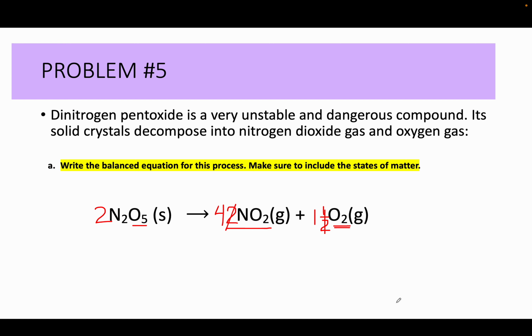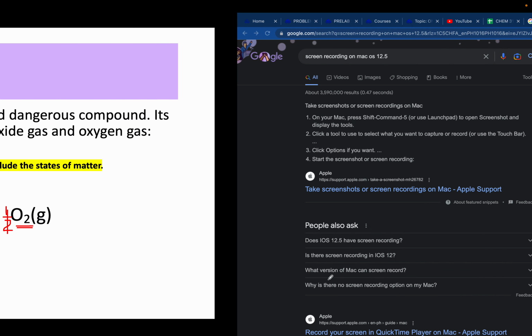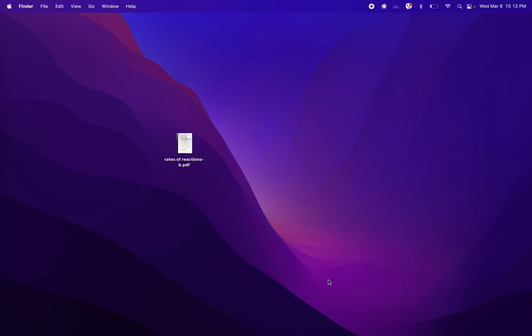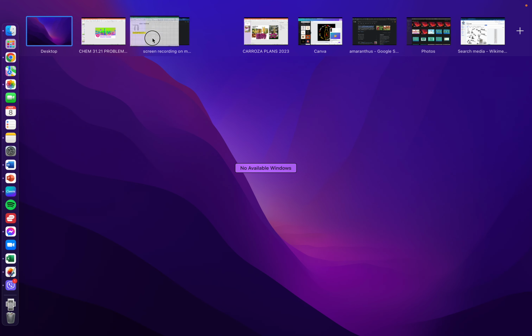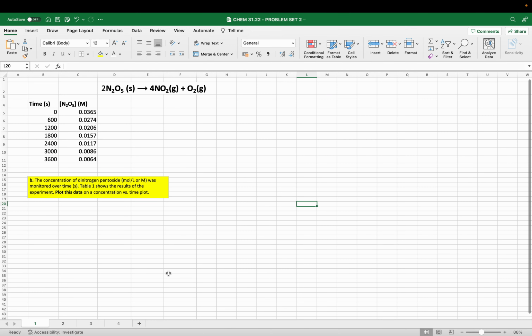To then answer the next parts of this question, which is the kinetic part, we will shift our screen from this slide to an appropriate page. There we go. We are given the concentration of dinitrogen pentoxide, or N2O5, at different times. And these are all written down in table 1. Our first task is very simple: to plot this data on a concentration versus time plot.